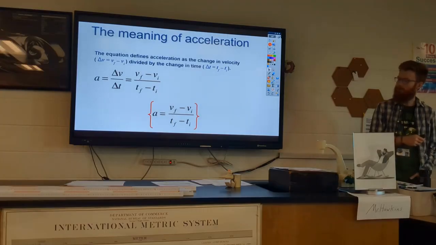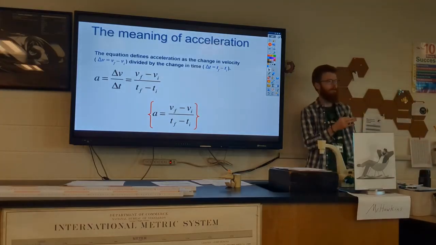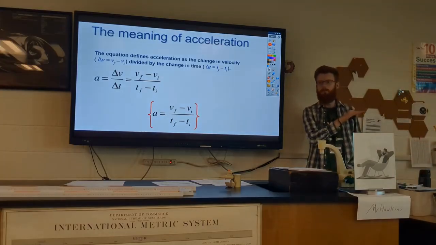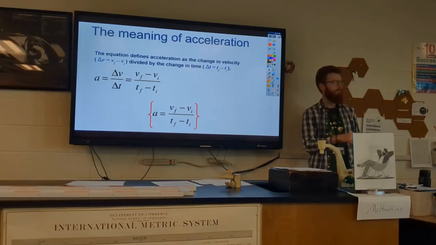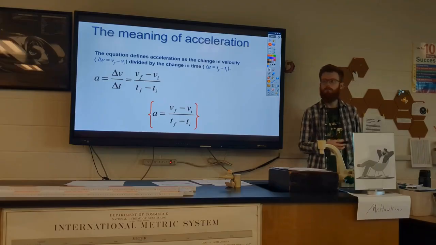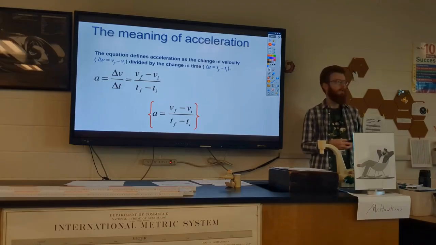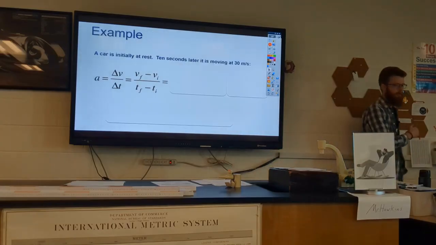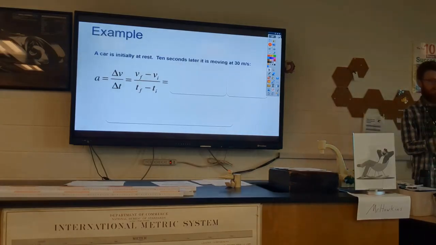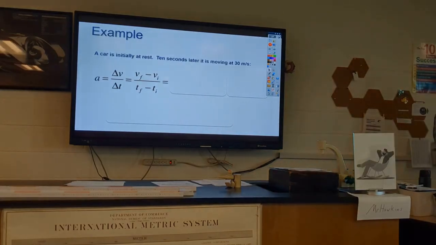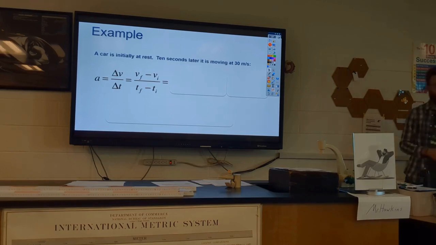So I would certainly have that expanded version written down if you don't already. I think we did that yesterday, but I'm not sure. We did? Okay. I see a couple people writing, so I'll give them a second. Now we'll jump into a few questions. Starting with the car initially at rest, 10 seconds later, it is moving at 30 meters per second. What's that acceleration going to be?